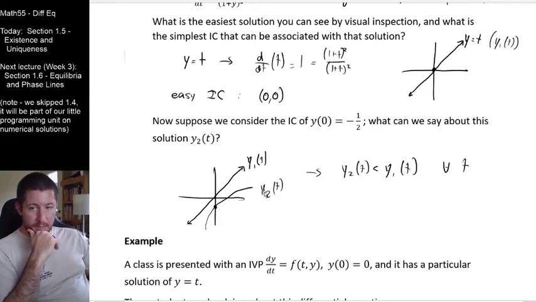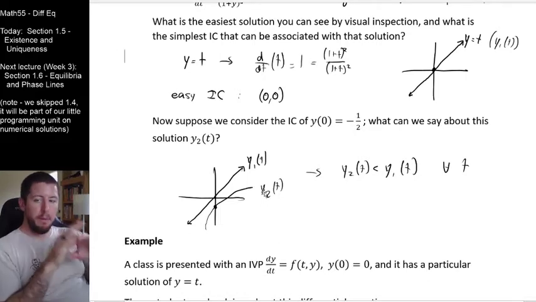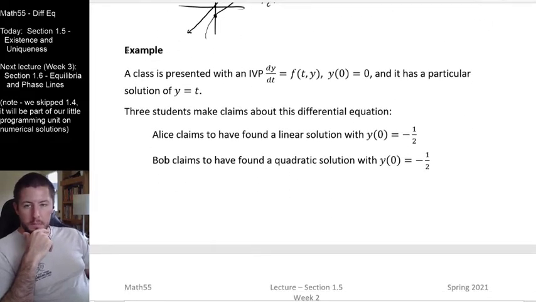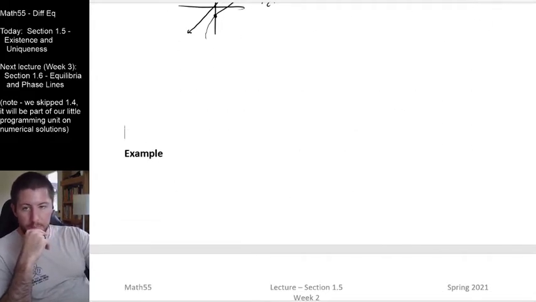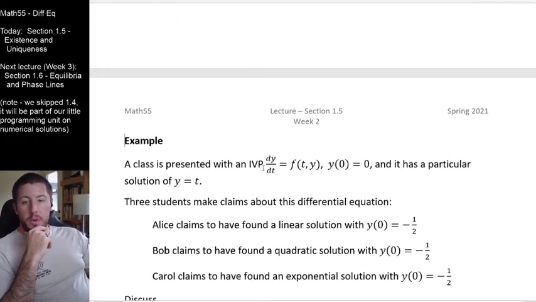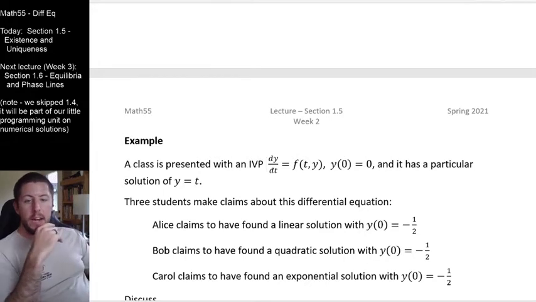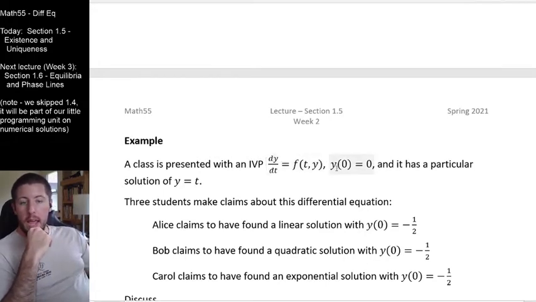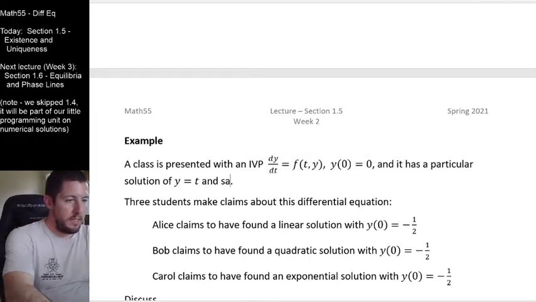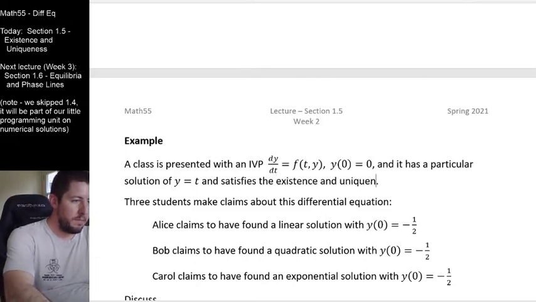Let's look at our last example. It's going to kind of build off of this one, but I'm going to make it much more generic here. So, example. The class is presented with an initial value problem with dy/dt equals f of t, y and the initial condition y of 0 equals 0. And it has a particular solution of y equals t and satisfies the existence and uniqueness theorems.